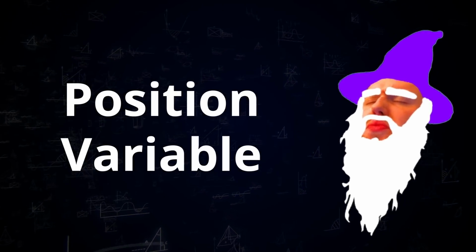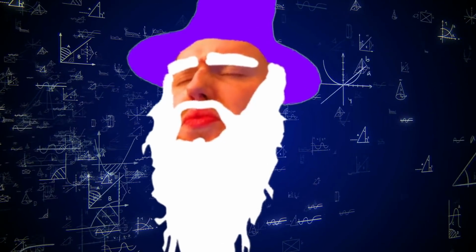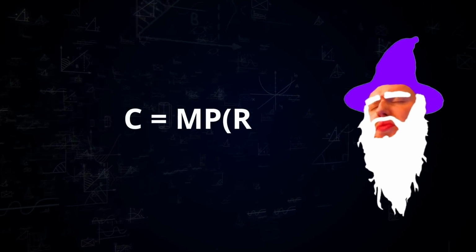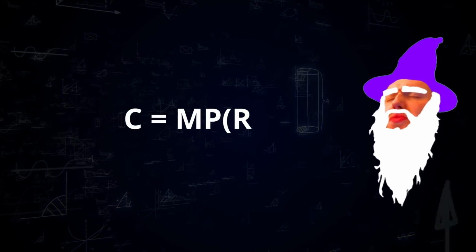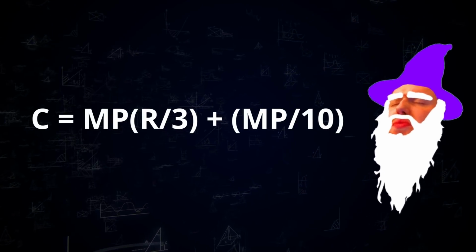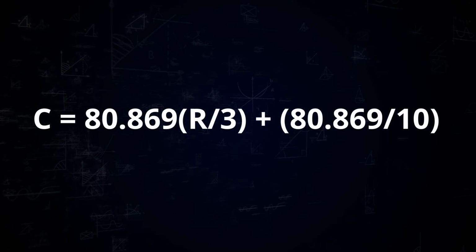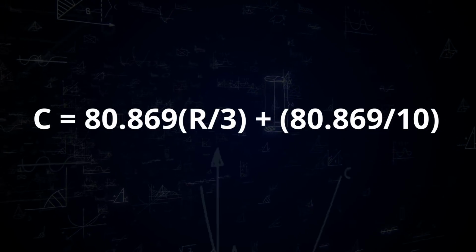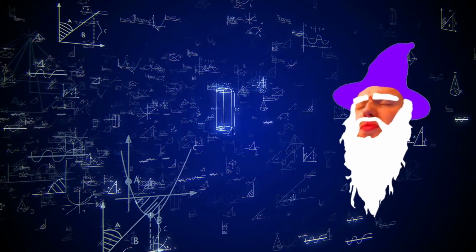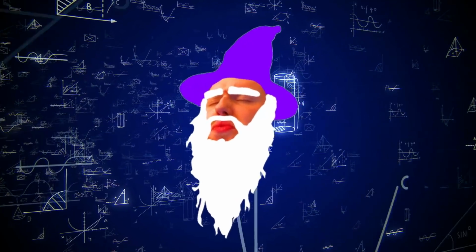This is what you'll call the position variable, also known as the comment position variable, and it's calculated like this. C equals MP, or module points, in brackets R, which is the person's total like to dislike ratio, divided by 3, plus in brackets MP divided by 10. So in our example, we can put our MP score into these quite easily. And just to make things simple, we're going to go with a 50 like to dislike ratio. And when we run the calculation, we come up with this. So that's great. We've now got the position variable.